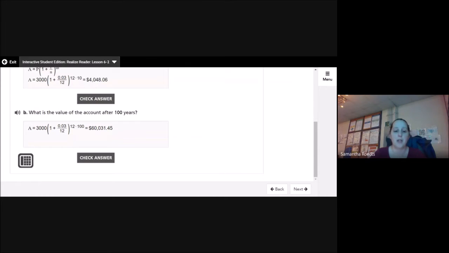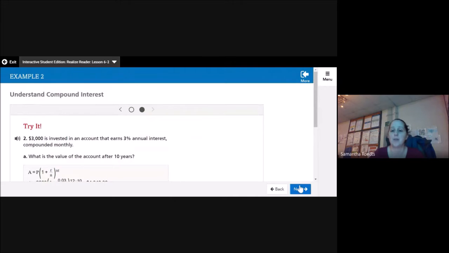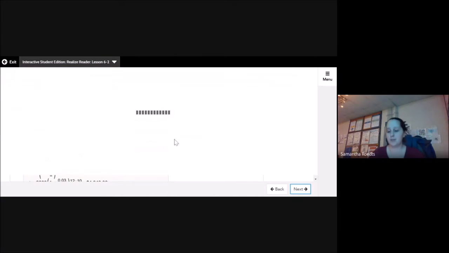Make sure that when you put this in the calculator that you enter it exactly as written. You can either multiply 12 times 100 first and then raise this amount to that power, or you can put that in parentheses. So make sure you do that. Parentheses are your friend when you're working with calculators.